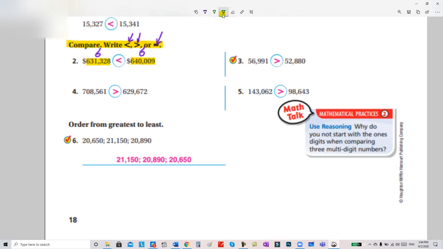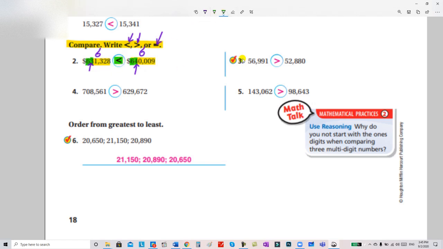So let's move to the next step, which is comparing from the left. So we are going to start from the left digit, which is 6. So we have here 6, and we have here 6, the same number. Let's move to the next digit to the right of it. We have here 3 and we have here 4. Of course 4 is greater than 3, so we're going to put this sign.